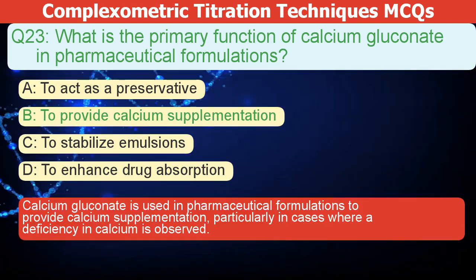The correct answer is B. Calcium gluconate is used in pharmaceutical formulations to provide calcium supplementation, particularly in cases where a deficiency in calcium is observed.